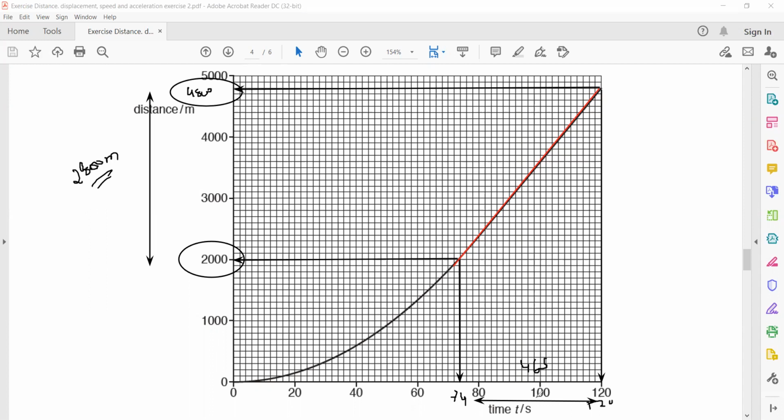The question was to calculate the speed at 100 seconds. So when we check the graph at 100 seconds, it is a straight line. So it means in this part, speed does not change. So we can find the speed of this part, and that is the same as the speed at 100 seconds, because the speed does not change on a straight line. The distance traveled in this straight part is 2800 and the time is 46 seconds. So it will be 2800 divided by 46, which is 60.86 meters per second. That's the speed at 100 seconds, or you can say it is the speed for the region.